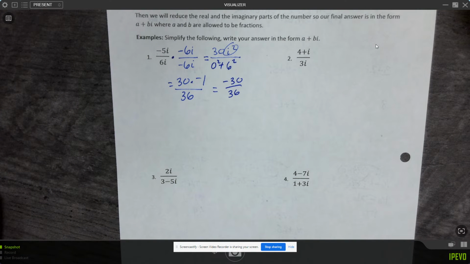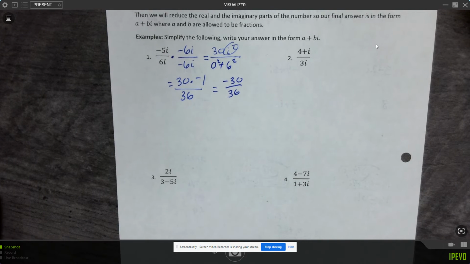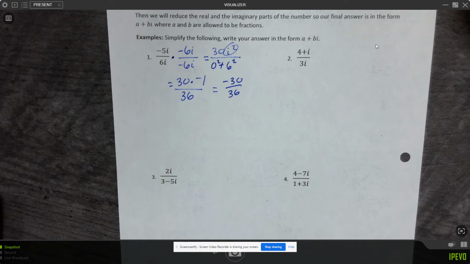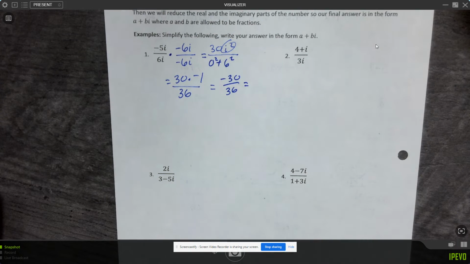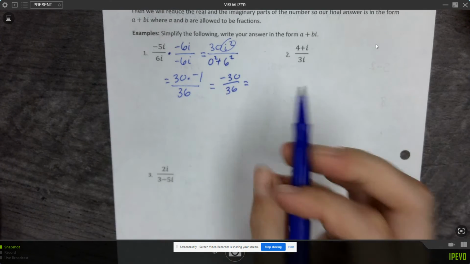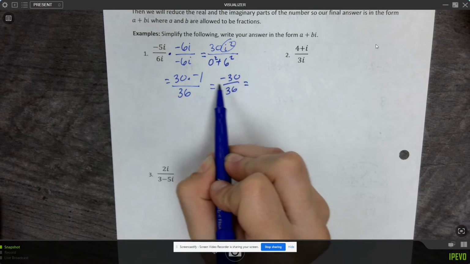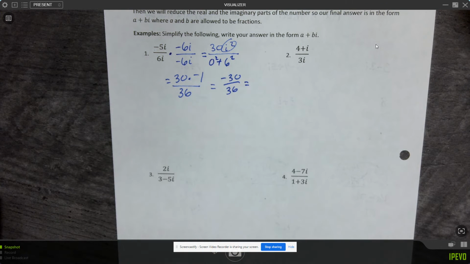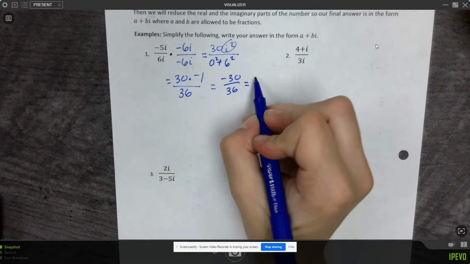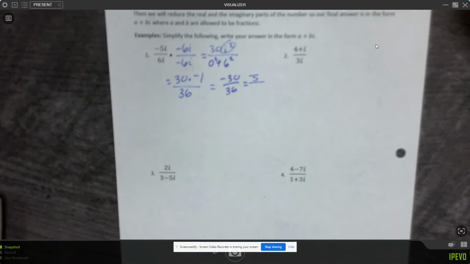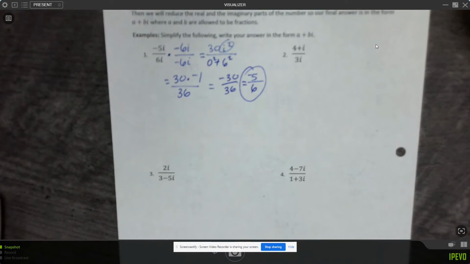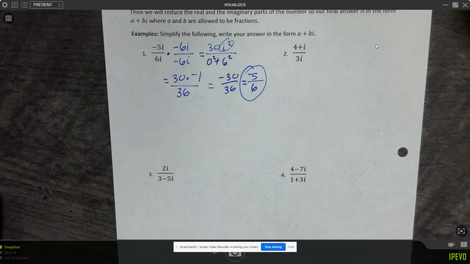And then you're going to reduce your fraction, which your calculator can do for you. If you don't do a division, you enter it as a fraction, and then if you just hit enter, it'll reduce it for you. Or you can remember that to reduce fractions, you're looking for something that can divide both of them. They can both be divided by 6. So negative 30 divided by 6 is 5, and 36 divided by 6 is 6. Keep the negative. Negative 5 over 6 is the answer to this first problem.